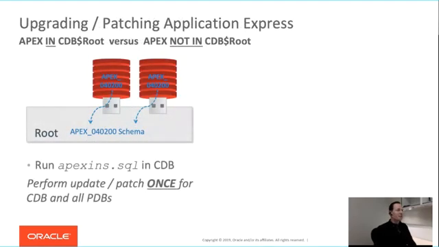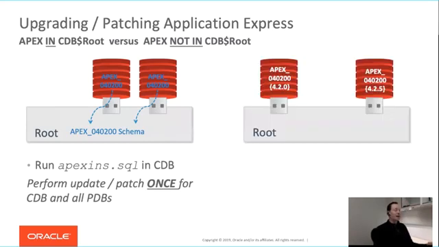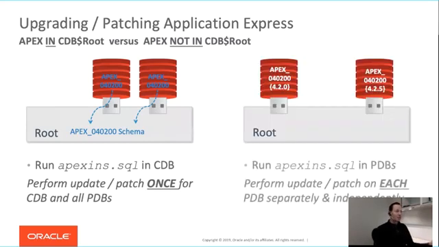So looking at the two different models of Application Express, where Application Express is installed common in the root, and then where Application Express is installed locally in the PDBs, upgrading and patching is a little bit different. So when it's installed common, you would just connect to the CDB and run a single script, apexins.sql, for example, if you were doing an upgrade. But where Application Express is installed locally in PDBs, then you would connect to each PDB separately and then run that script to do that again.